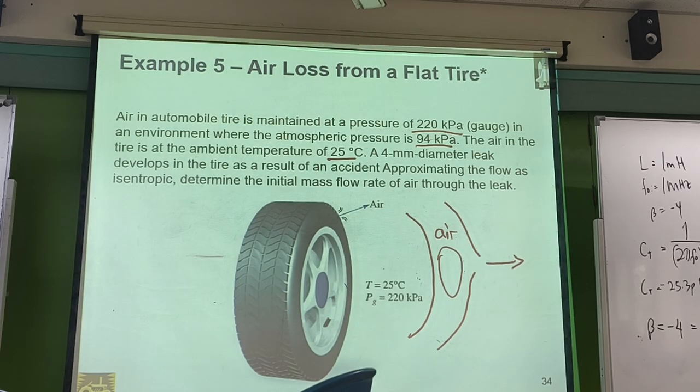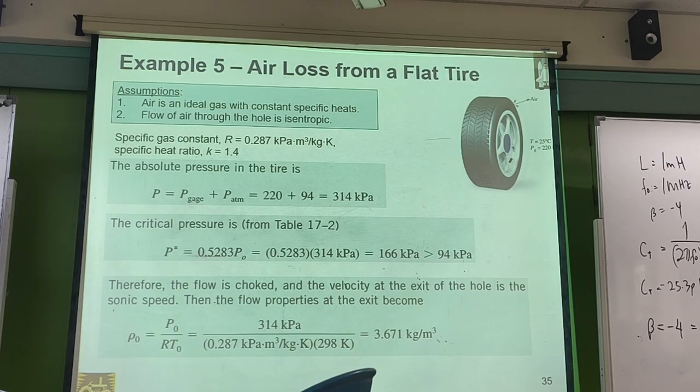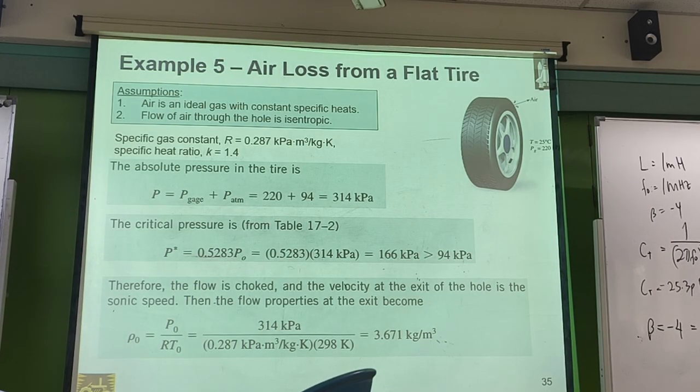But obviously we know that inside here there is no actual flow. So this pressure and temperature you can treat as the stagnation properties, because velocity is 0 inside the tire. And your back pressure will be the atmospheric pressure, 94 kPa. So here, don't forget to convert. Always remember all your calculation is based on absolute pressure. So don't forget to convert the pressure to absolute pressure first: gauge pressure plus atmospheric pressure.